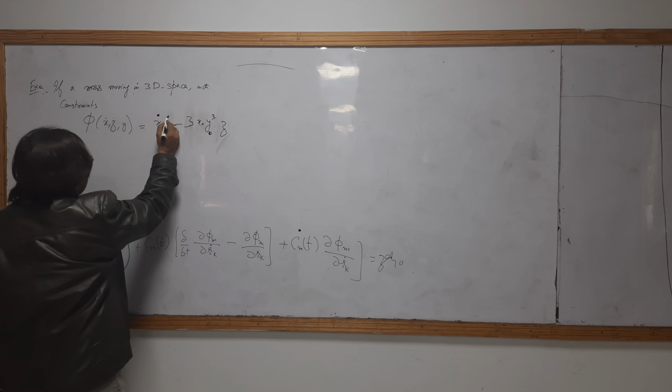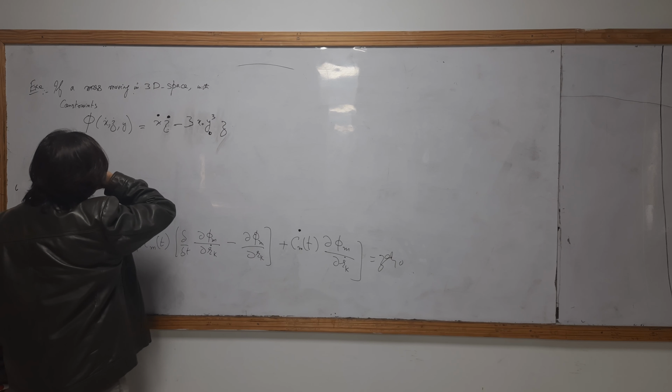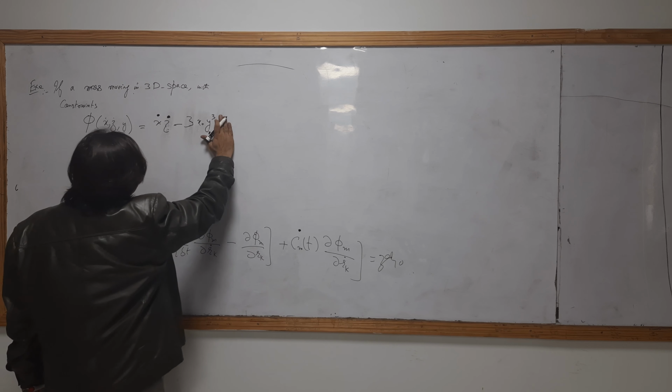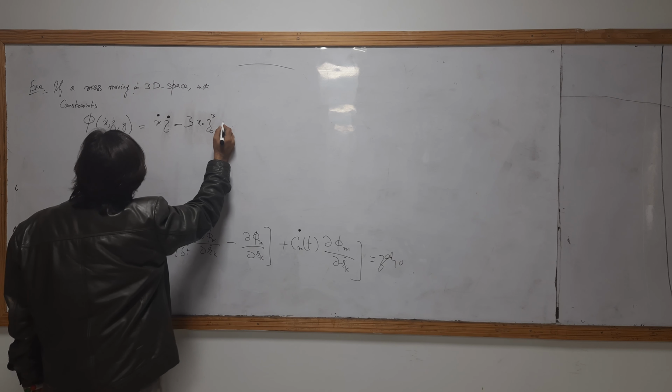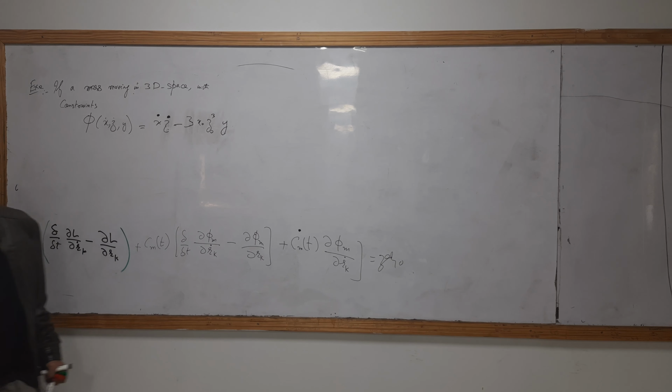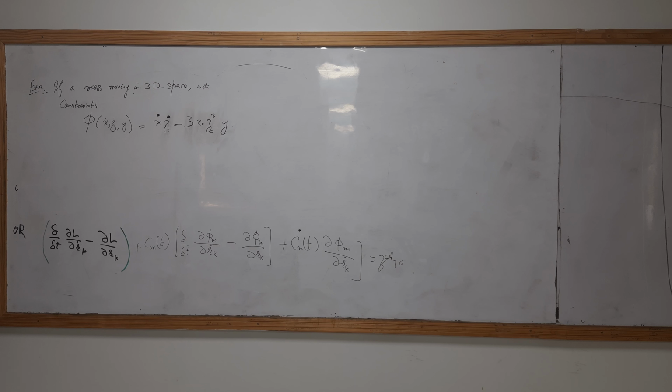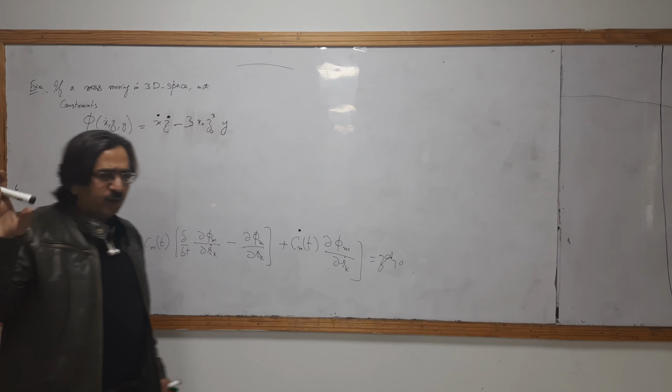Z naught 3 and Y. Okay. The constant may be changed in the exam, so be careful about that. Okay. This is given. If a mass is moving in a three-dimensional space with constraint, in the paper the value may be different.